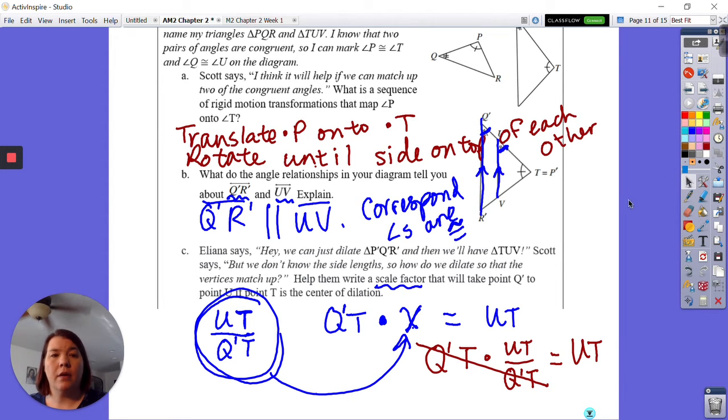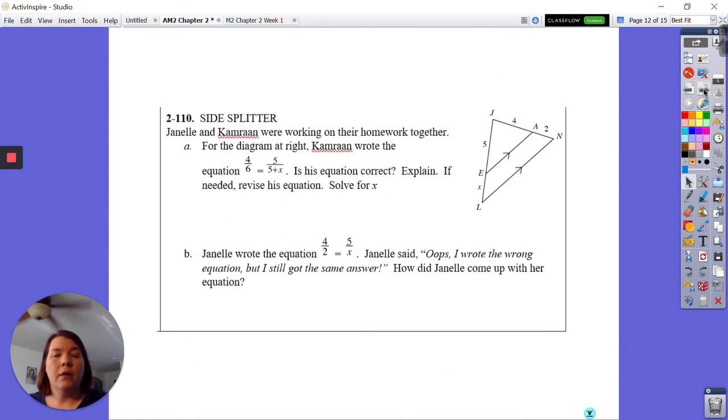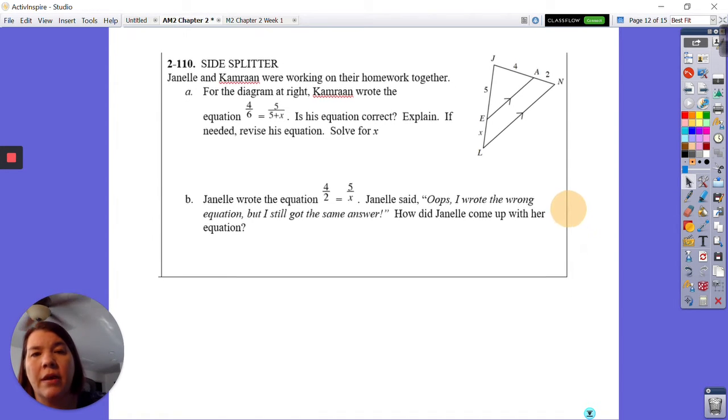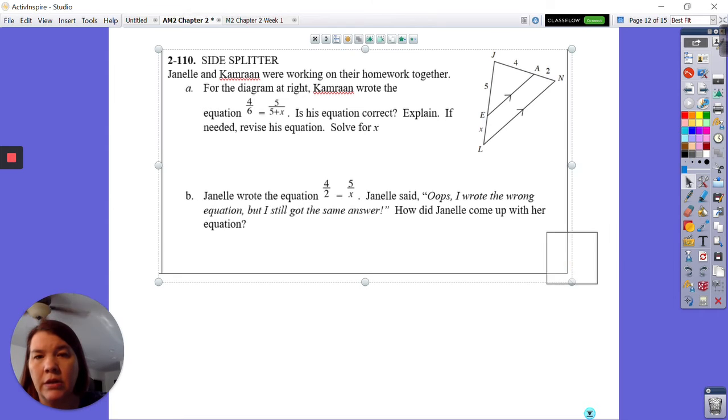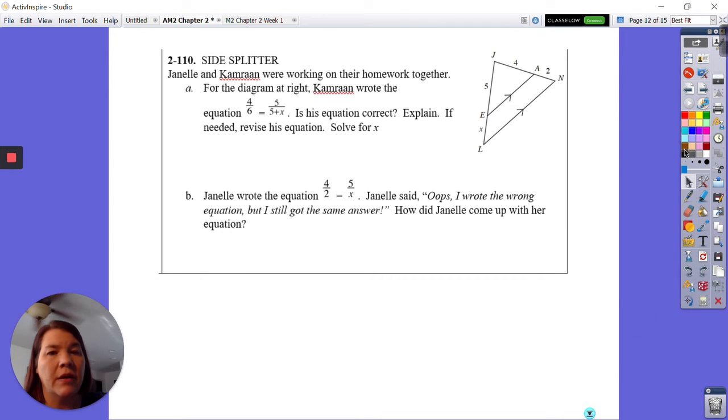All right. Janelle and Cameron are working on their homework together. For the diagram at the right, Cameron wrote this equation. Is his equation correct? Explain. If needed, revise his equation. So he said 4 over 6 is equal to 5 over 5 plus 6.